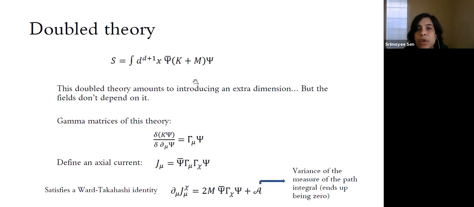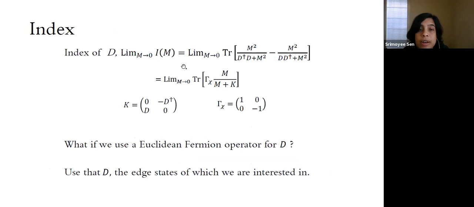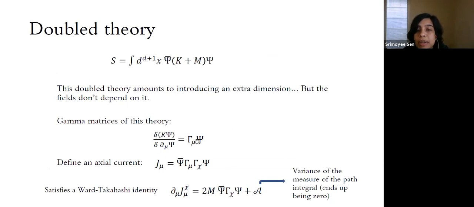So here is a little more detail about the double theory. This is the action. The gamma matrices of this theory are double the size of the original ones, and you can just read them off from this operator itself. But formally, you can write them as this. You can define an axial current in this double theory, and it looks like this. It has a corresponding Ward-Takahashi identity, and it looks like what you would have expected from the Fujikawa calculation, for example, of the even dimensional axial current conservation equation.